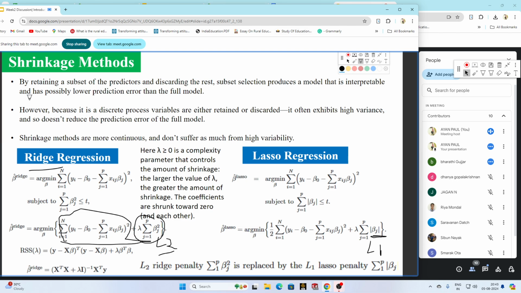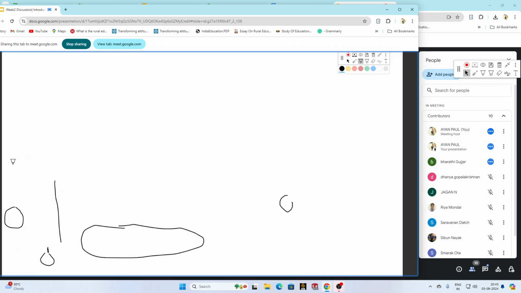But sir, if we talk about the shrinkage method, we want continuous things, not discrete. So that is why we should prefer ridge regression. That is the concept.